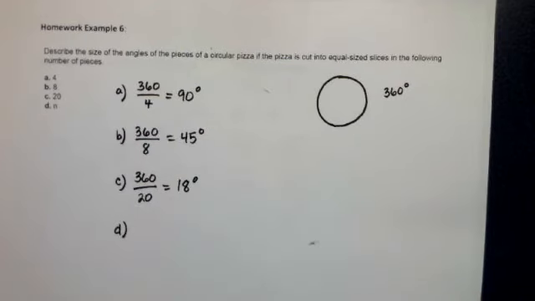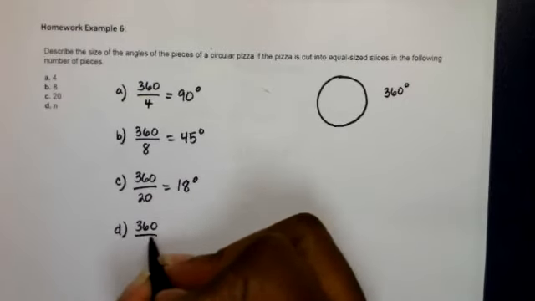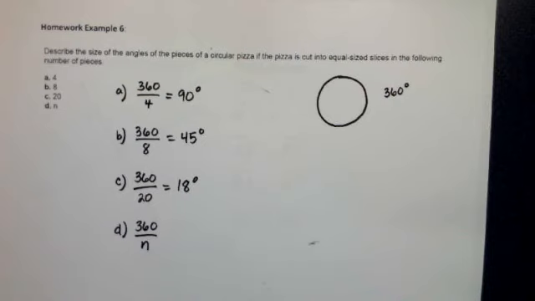And part D, n slices. Well, in general, that would be 360 divided by n. Okay. And that would be as far as we can go with that problem. So you have to think of the fact that a circular pizza has an angle measure of 360 degrees. You'll just divide each of these into 360 to get your answer.